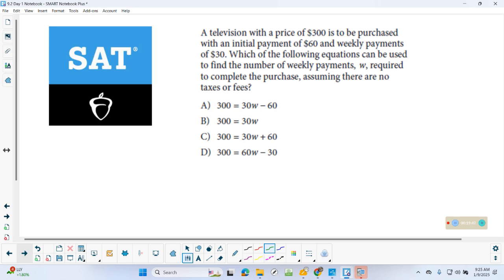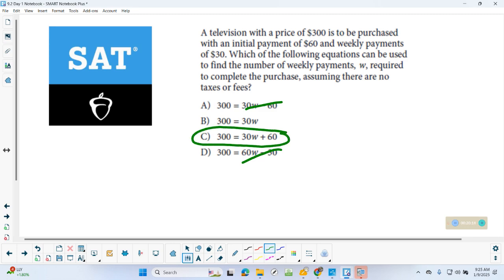So you're paying $60 up front, and then you're going to do weekly payments of 30. Question for you. The weekly payments of 30, are you adding those or subtracting those? You're going to add those, okay? So right away, I feel pretty confident it's what answer? C. You're starting with the $60, you're adding $30 a week.